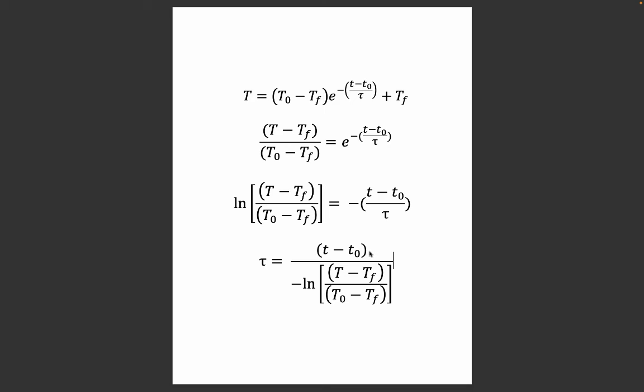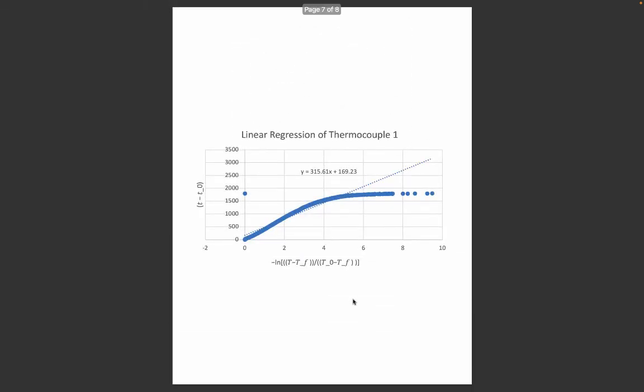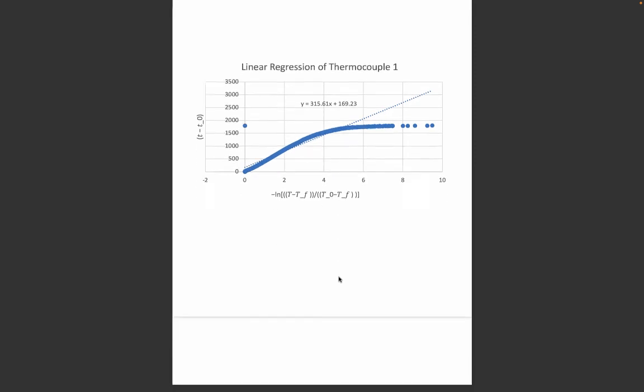And then you're supposed to plot T minus T naught on the y-axis and then minus the log of these temperature differentials on the x-axis. And you get something like this. And the slope of this line would be tau. So it's about 315 is tau. And that would be in seconds.